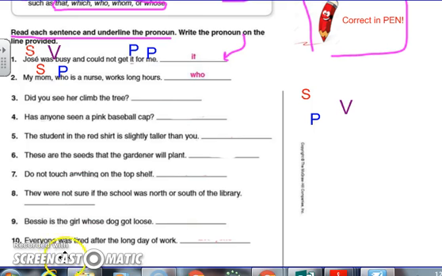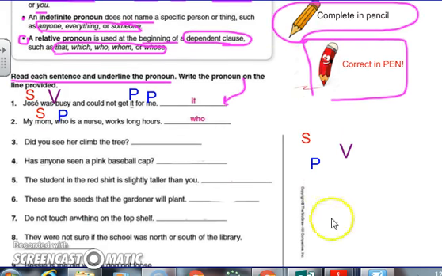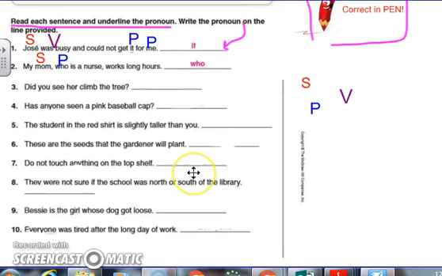Everyone was tired after the long day of work. Everyone is tired after the long day of work. All right, remember, we're going to go back when you're ready to correct in pen. So make sure you're honest about your work, and let's go ahead and go back and check our work.